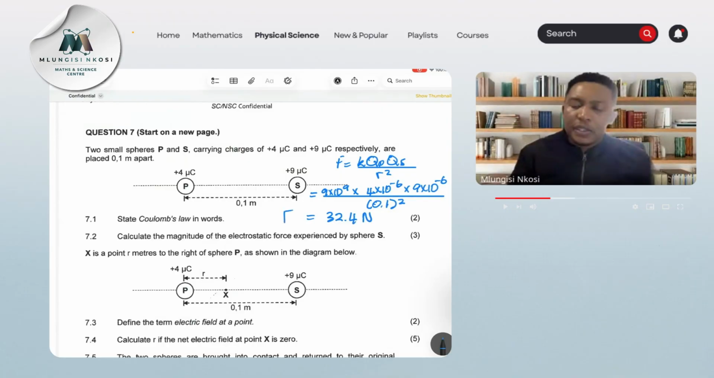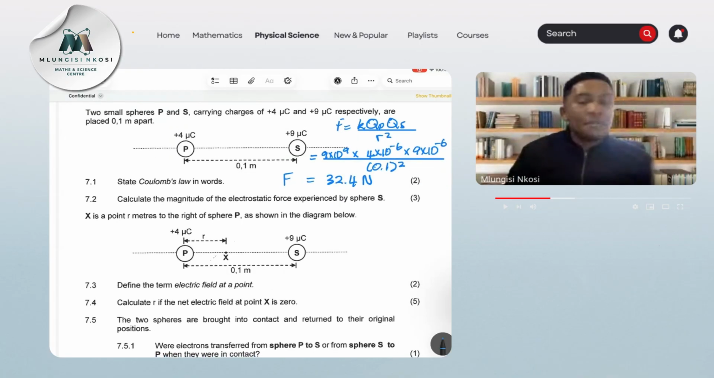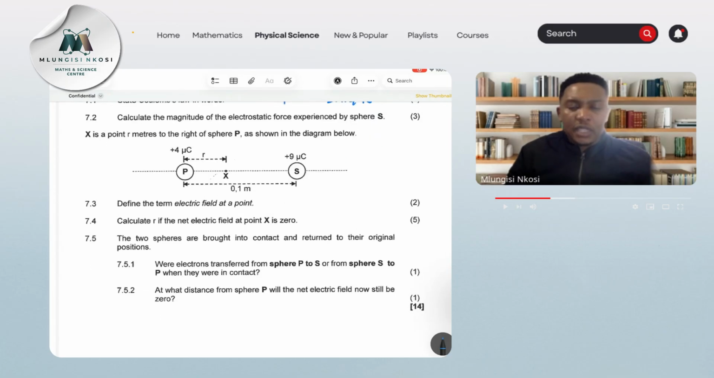One thing I want you to remember is that I got a force of 32.4 newtons. But remember, that is the force that they exert on each other, but it is also the force that P experiences due to S, and equally so, the force that S will experience due to P. It doesn't matter how they place that question. Ultimately, we are talking about the same thing. Now let's go on to the next point.